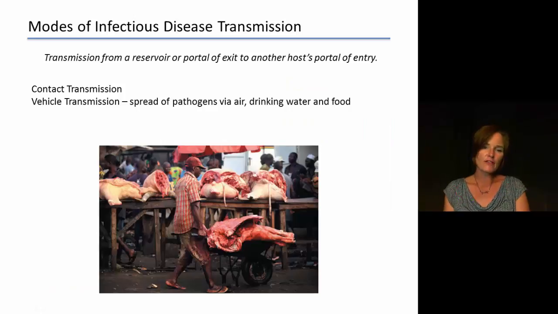There's also what we call vehicle transmission. This is the spread of pathogens via air, drinking water, and food. And you can see that in a market such as right here, you can have the spread of pathogens in those food sources. There are many foodborne illnesses or waterborne illnesses. We can get the spread of pathogens in that way.